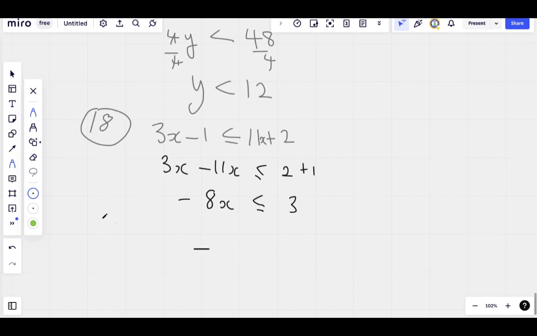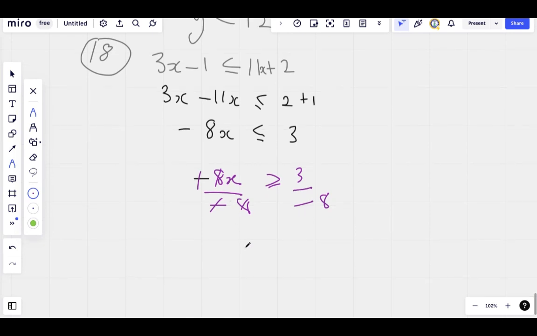So remember what I said, if you divide by a negative, the sign will change. So -8x divided by -8. This one will become greater than. It was less than before, it becomes greater than 3 divided by -8. So anytime we divide by a negative, this inequality sign will change to the opposite one. So we have x left here, greater than or equal to -3/8.